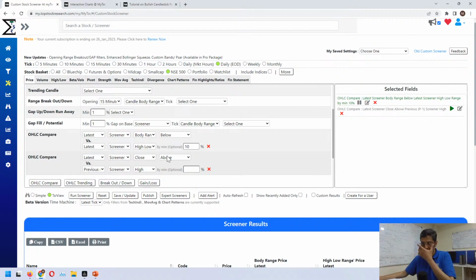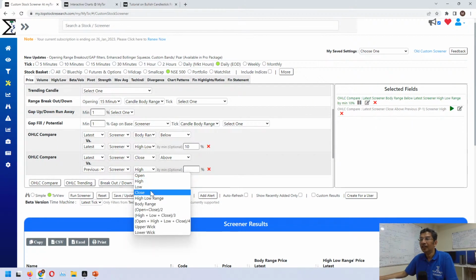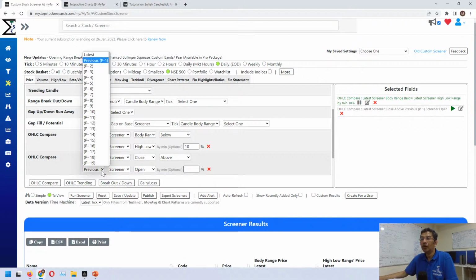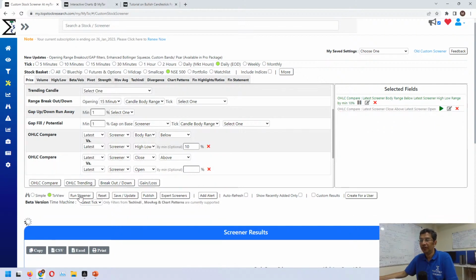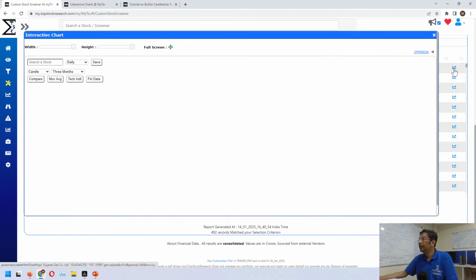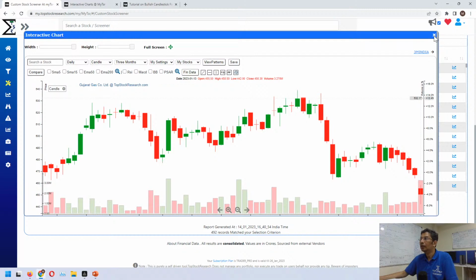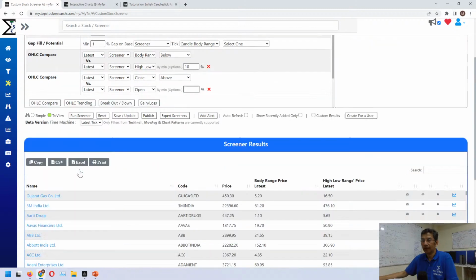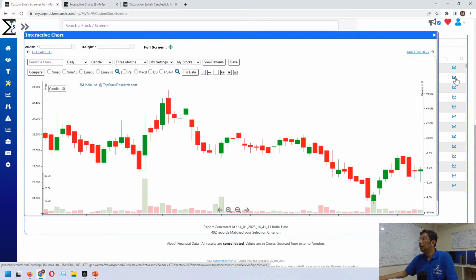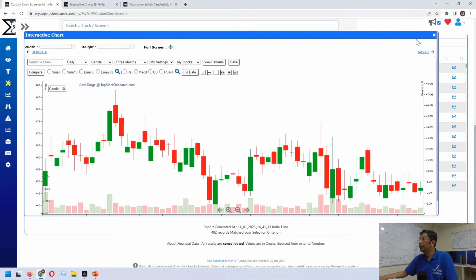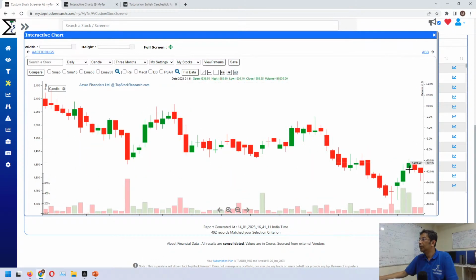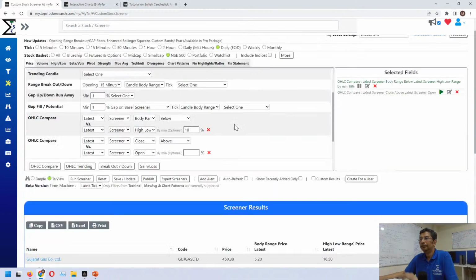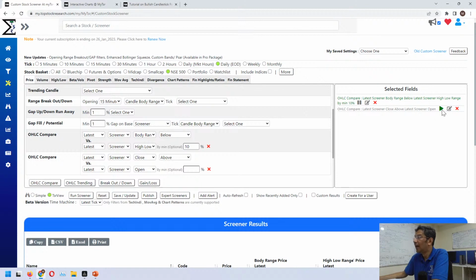The second condition is latest close is greater than latest open, to give you a green candle. So it's giving you a green candle. Sorry. Are we looking at the latest tick? Latest close is greater than latest close is, sorry for that, just give me one. Okay, sorry, I hit that.